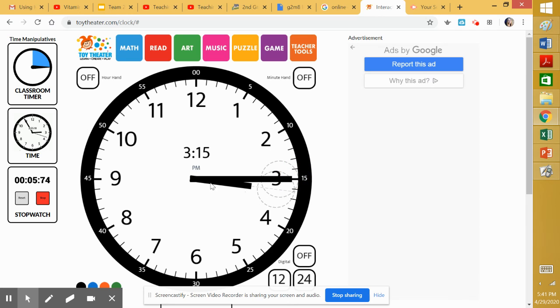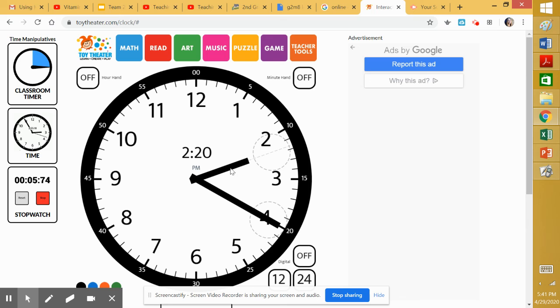Okay. The hour hand is no longer on the 3. Remember, that hour hand is going to be moving closer and closer to the next hour as those minutes move. So here we have 3:15, or a quarter after 3. Let me see if I can back this up just a little bit.